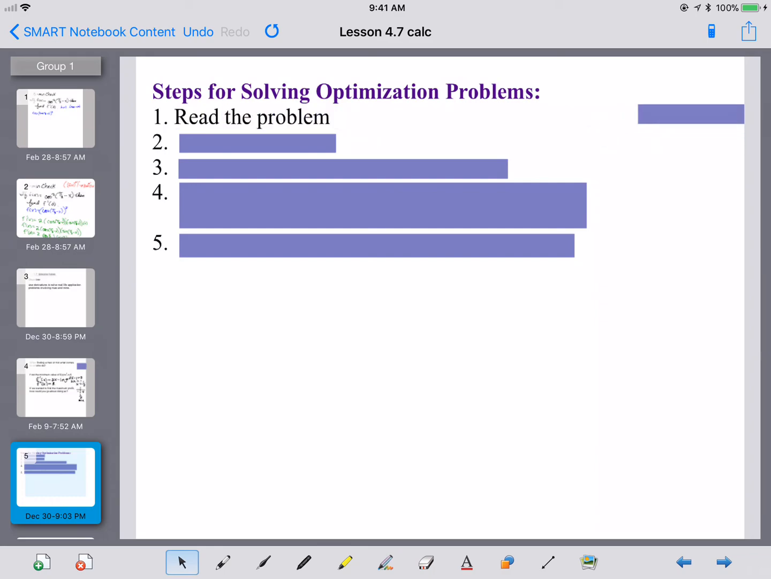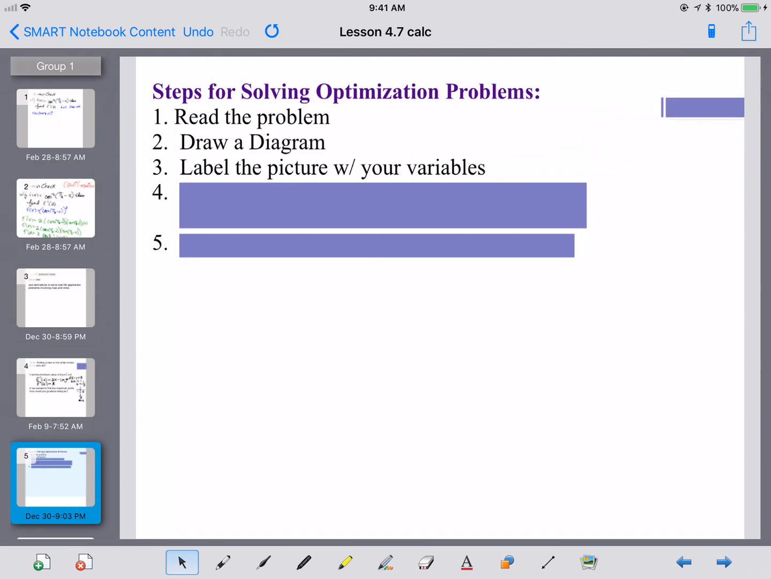First step, read the problem. Okay. Sometimes you want to read it once, do steps 2 through 5, and then read it one more time to make sure you're really doing what they've asked you to do. 2, draw a diagram. This might sound very similar to when we did the related rates or the DREADS problems. You still kind of are following a similar sort of pattern.